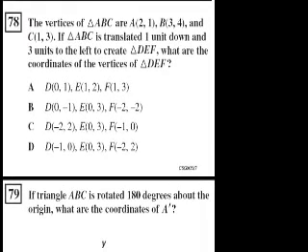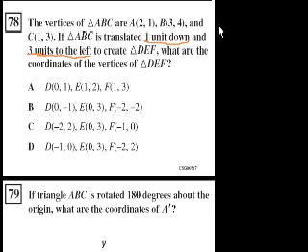Problem 78. The vertices of triangle ABC are A is 2, 1, B is 3, 4, and C is 1, 3. If triangle ABC is translated 1 unit down, that means we're subtracting 1 from the y's, and 3 units to the left, that means you're subtracting 3 from the x's, to create triangle DEF, what are the coordinates of the vertices of DEF?